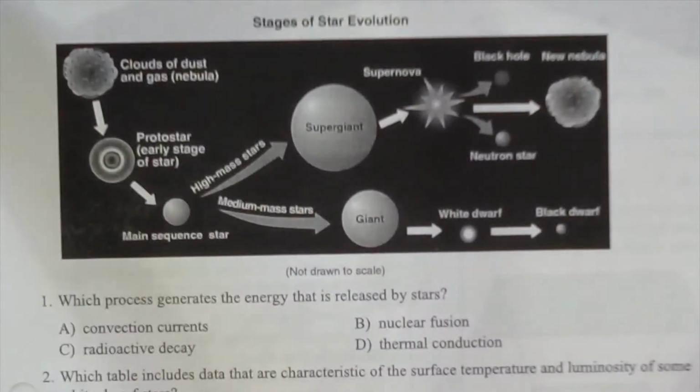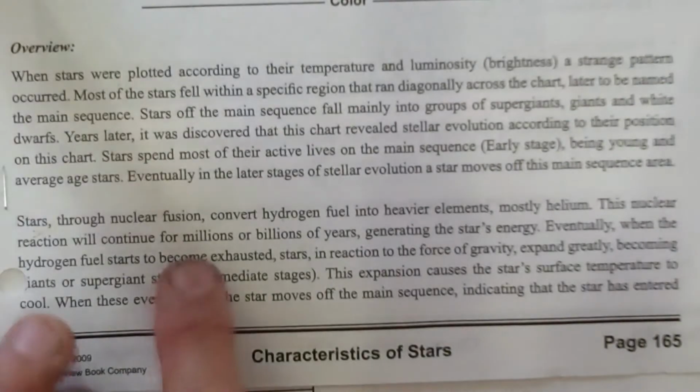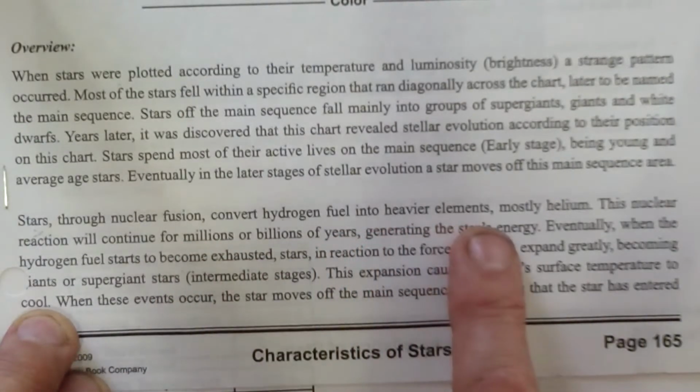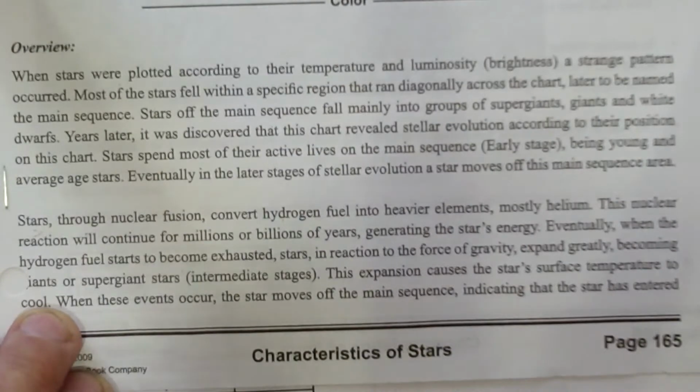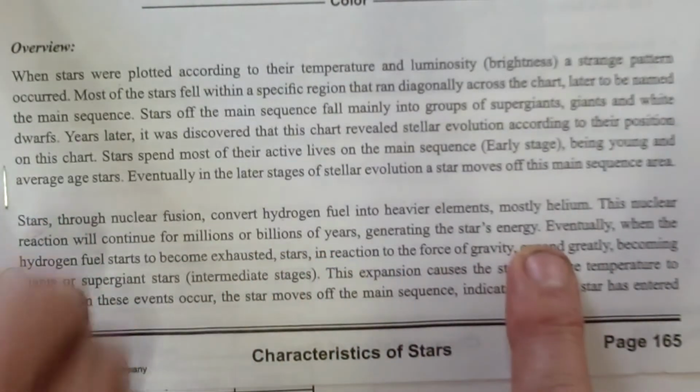Number 1, which process generates the energy that is released by stars? In our reading, we learned that stars, through nuclear fusion, convert hydrogen fuel into heavier elements, mostly helium. This nuclear reaction will continue for millions to billions of years, generating the star's energy.